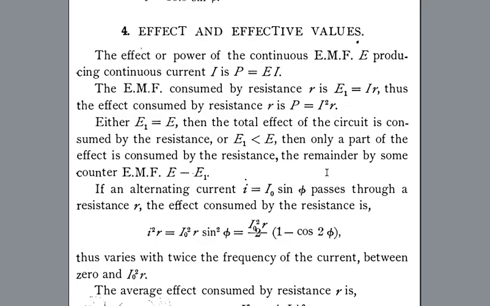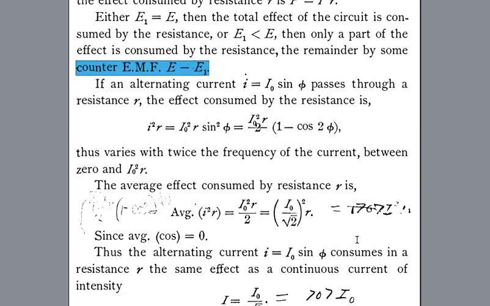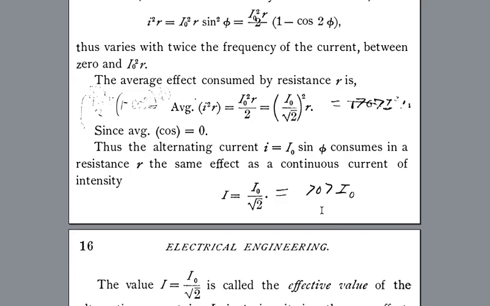If an alternating current i equals I0 sine θ passes through a resistance R, the effect consumed by the resistance is i squared R equals I0 squared R sine squared θ, which equals I0 squared R over 2 times the quantity 1 minus cosine 2θ. Thus it varies with twice the frequency of the current, between 0 and I0 squared R. The average effect consumed by resistance R is the average of i squared R equals I0 squared R over 2, which equals I0 over square root of 2 squared times R.